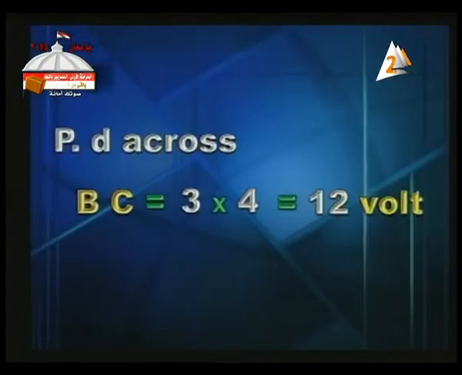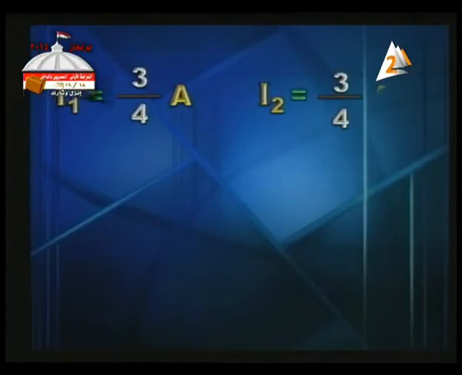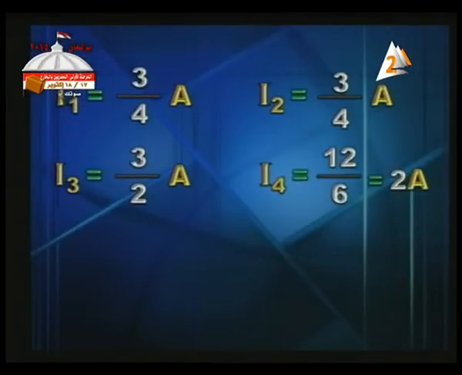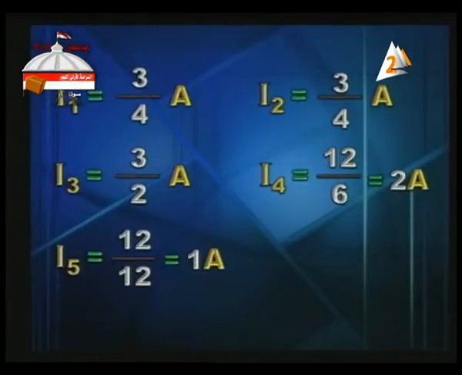We can calculate the current through each resistor. I1 equals 3 over 4, I2 equals 3 over 4, 3 is the potential, 4 is the value of the resistance. I3 equals 3 over 2 amperes. This was about the first parallel group. And I4 equals 12 over 6. It is 2 amperes. This is about the second parallel. And 12 over 12, it is 1 ampere.